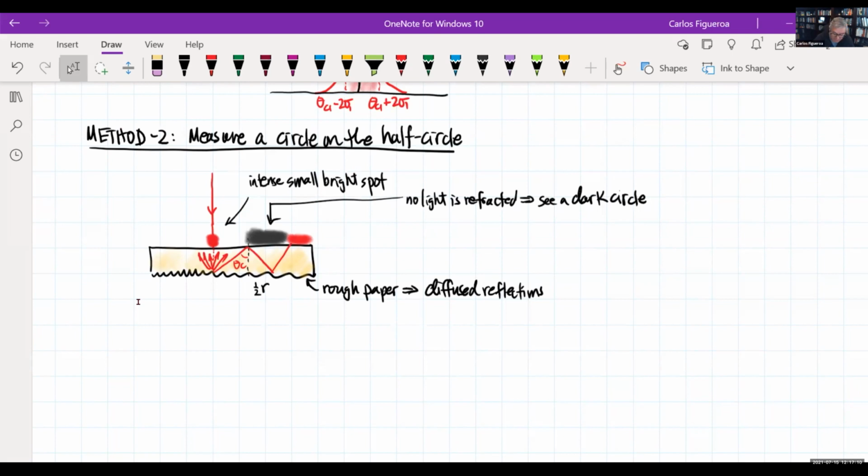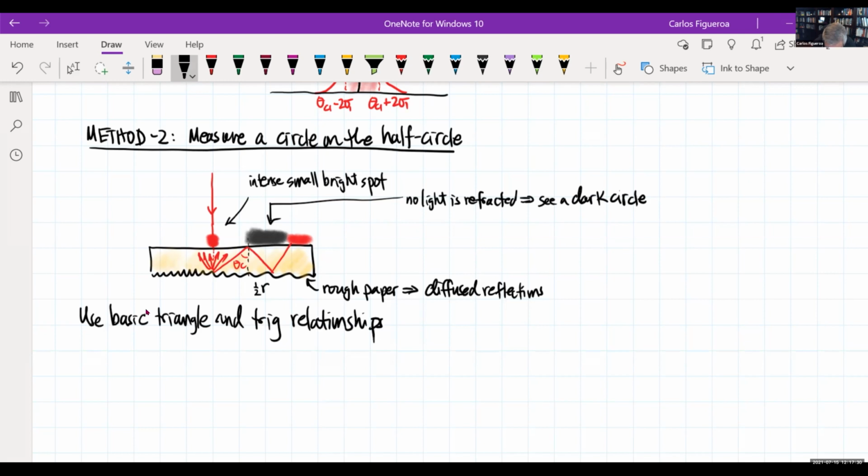So what we'll do here is use basic trig, triangle, and trig relationships to determine theta critical.